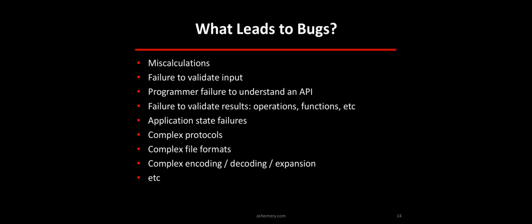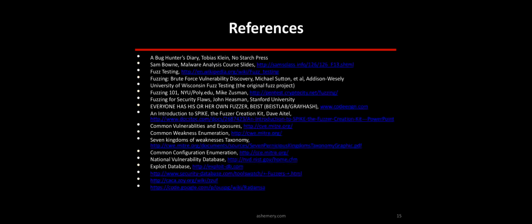Complex encoding, decoding, and expansion methods. If you have an application which is doing some encoding and decoding, and the method which is used for that process is some complicated approach, those could also lead to vulnerabilities and security bugs. There are others probably, but these are the most common methods which might lead to security bugs.